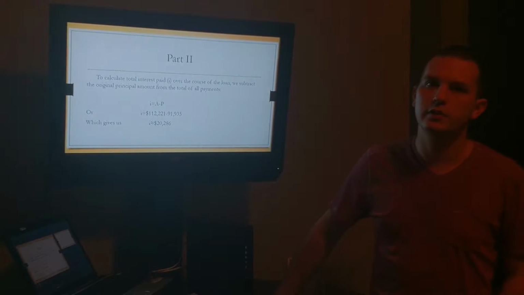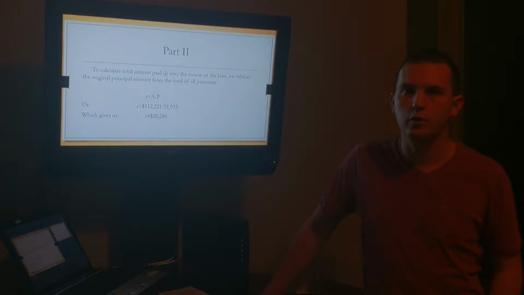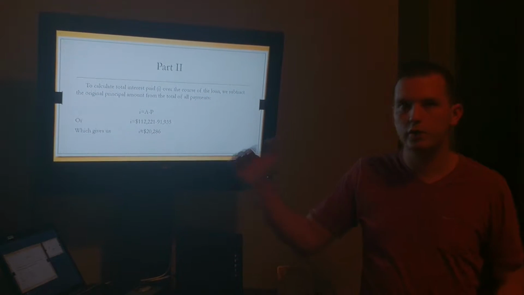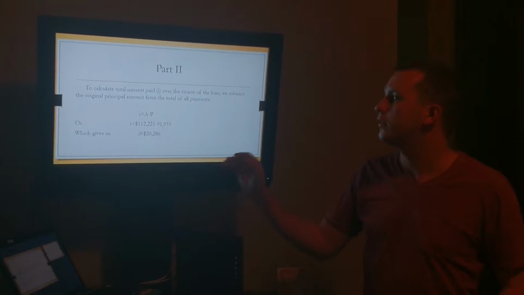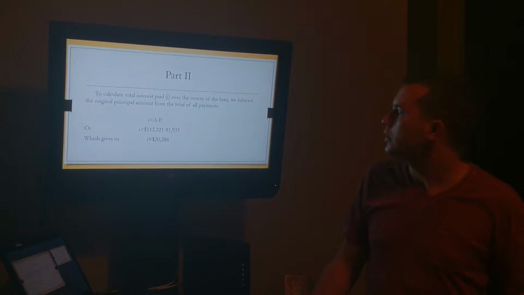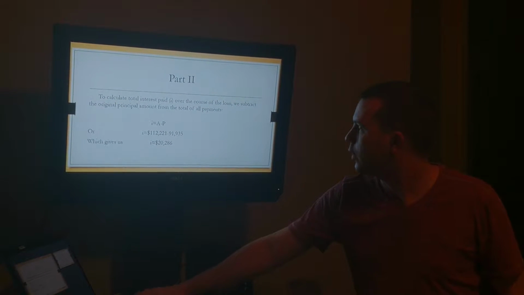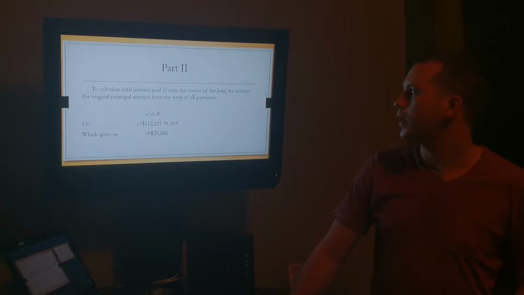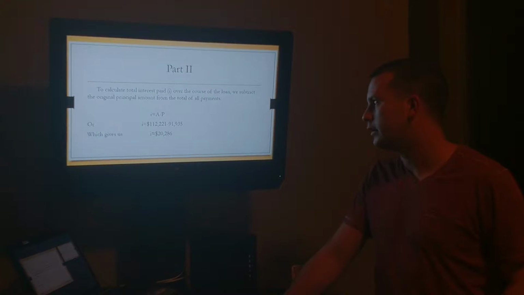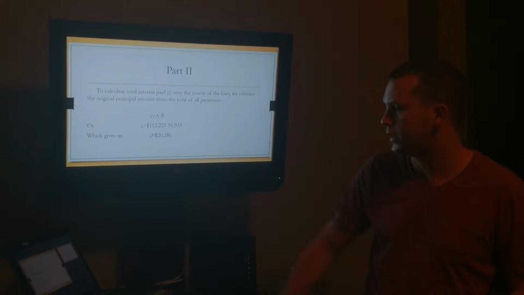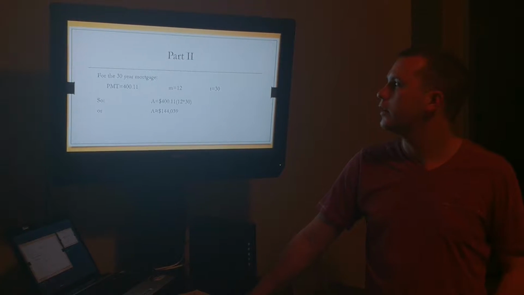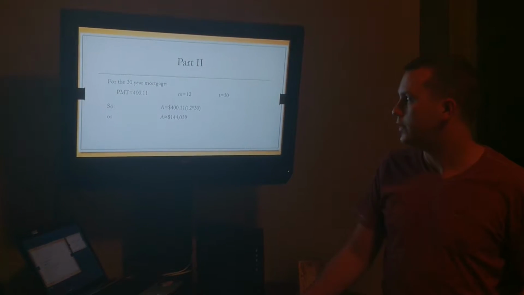Calculate the total interest paid over the course of the mortgage. We have to subtract the original price from the total that we paid. So this is the formula here. Interest equals ending value minus principal, or $112,221 minus $91,935, which gives us about $20,286 in interest for the 15-year mortgage.